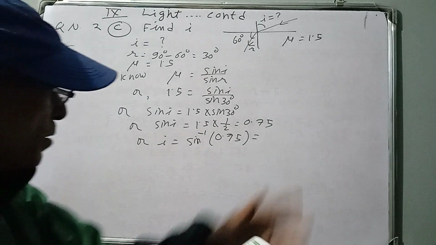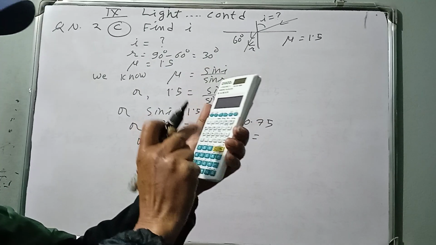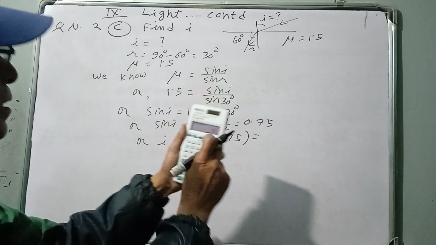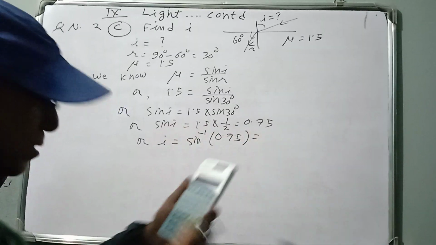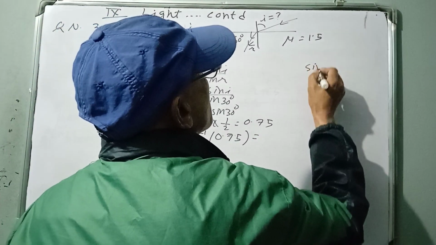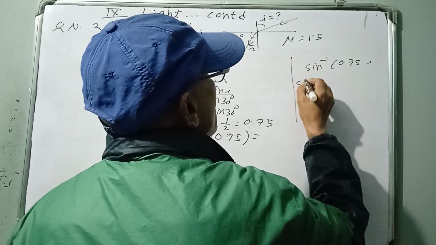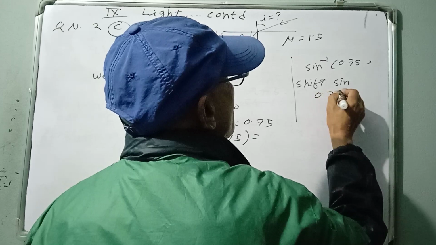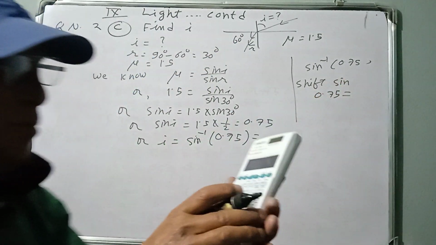Sin inverse, because you don't know the value. Test degree. Sin 30 degrees is half. See, sin 30 degrees is half. So I need sin inverse. To get sin inverse, you have to write sin inverse 0.75 as shift sin 0.75 equal to. You have to write down shift, then sin, then 0.75.